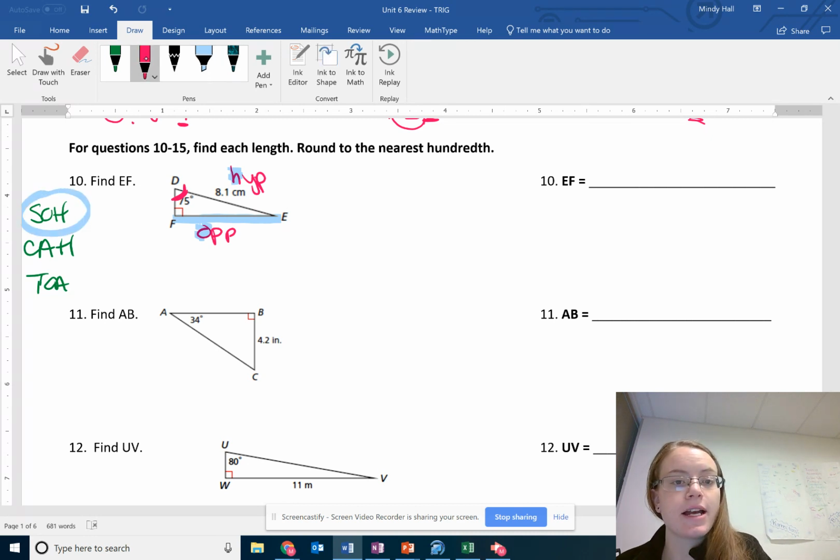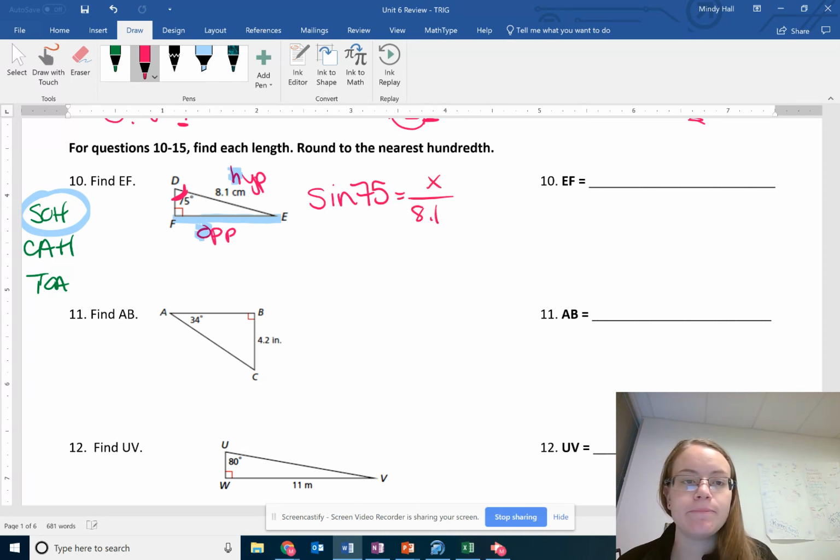So we're going to have sine of 75 equals opposite x over hypotenuse 8.1. So then to solve this, you're going to have to multiply both sides by 8.1 because we have to get rid of that fraction.